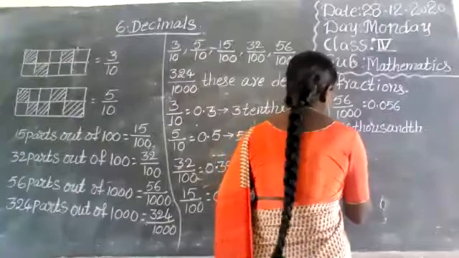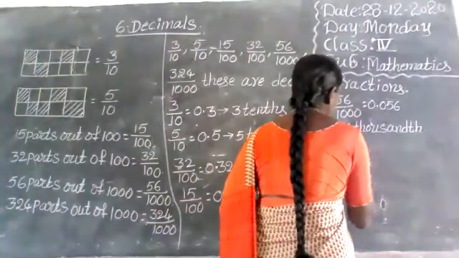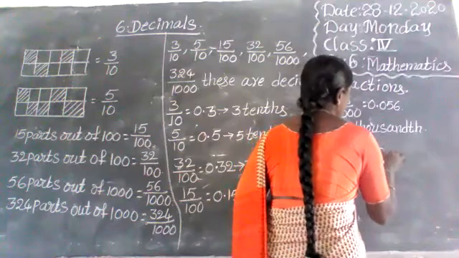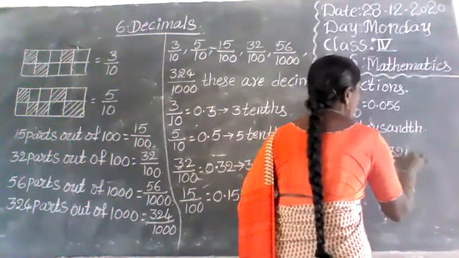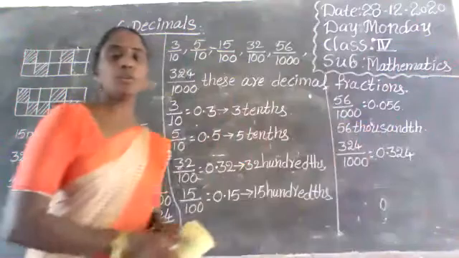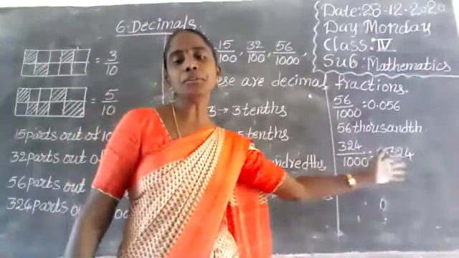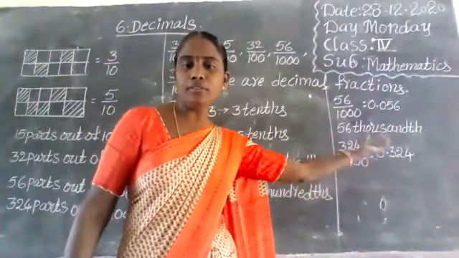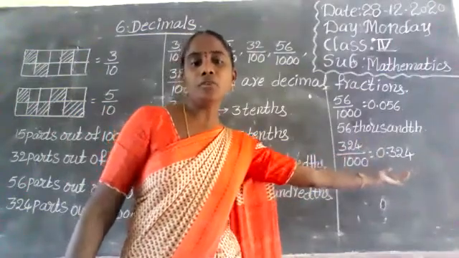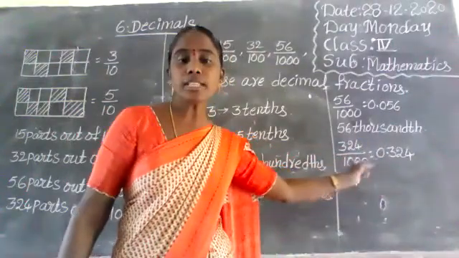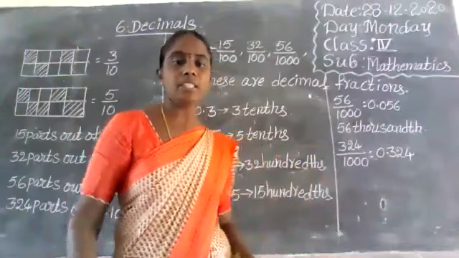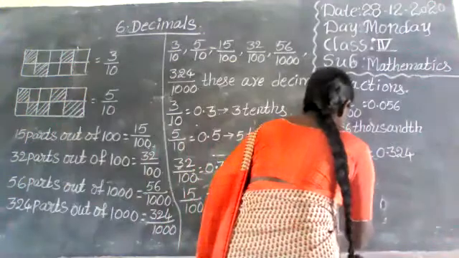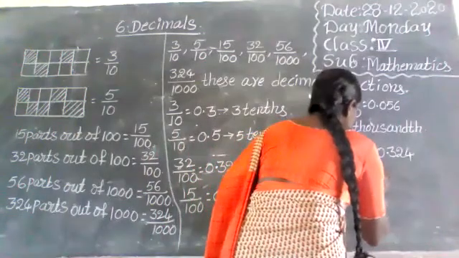Next, 324 by 1000. 0.324. 0 decimal point 324. This is the decimal form, and in words we write 324 thousandths. Thousandth is spelled T-H. 324 thousandths.